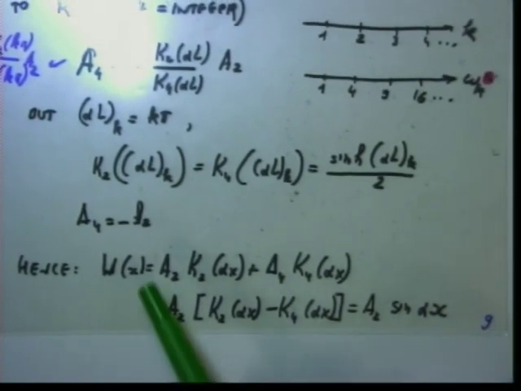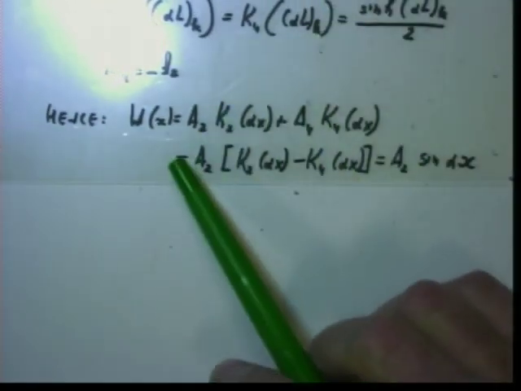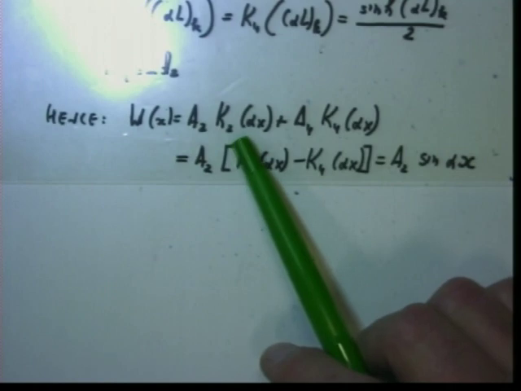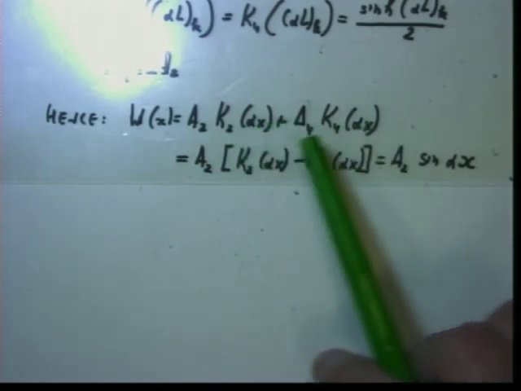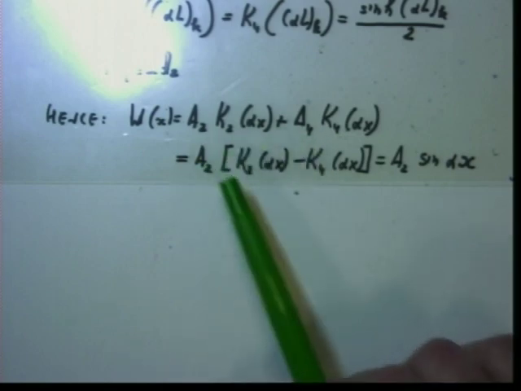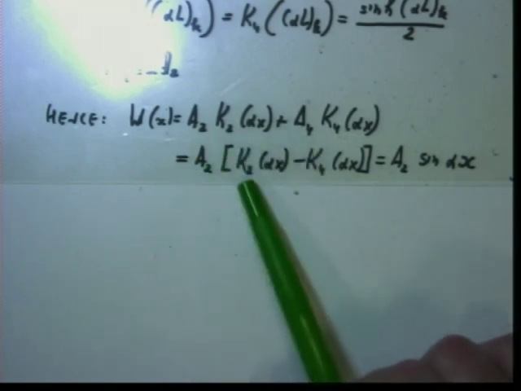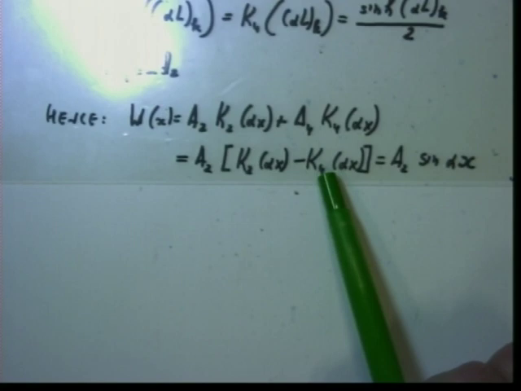So we are looking for the mode shape. Hence, w of x equals A2 K2 alpha x plus A4 K4 alpha x. Now A4, as I said, equals minus A2, so I can take out A2. So we will have K2 minus K4 alpha x.